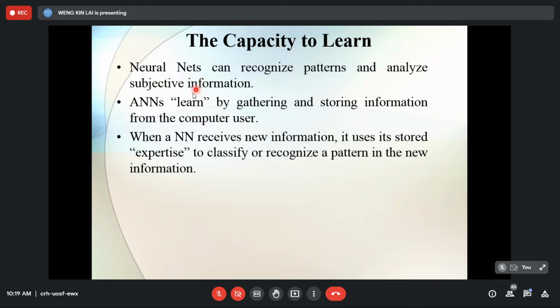So artificial neural networks learn by gathering and storing information from the computer user. So you input the information for it to learn. Now, on the other hand, when the neural network receives new information, it uses its stored expertise. That is your knowledge base, or expertise. We call it expertise now.